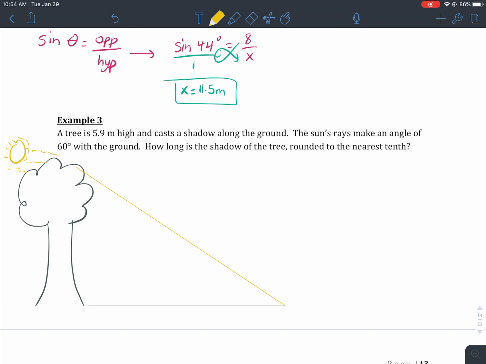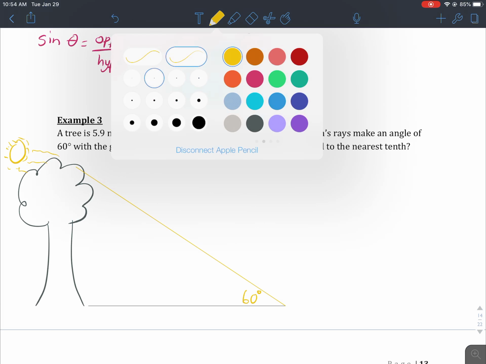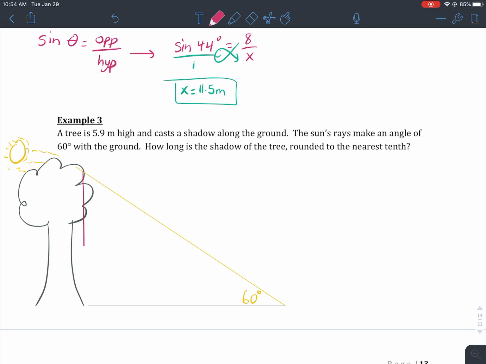Okay, so there's the sun's rays. Now my 60 degrees hit the ground. So it has to be there, it can't be with the tree. Now I know how tall the tree is. I'm told that important piece of information from the question, and the tree is 5.9 meters tall.